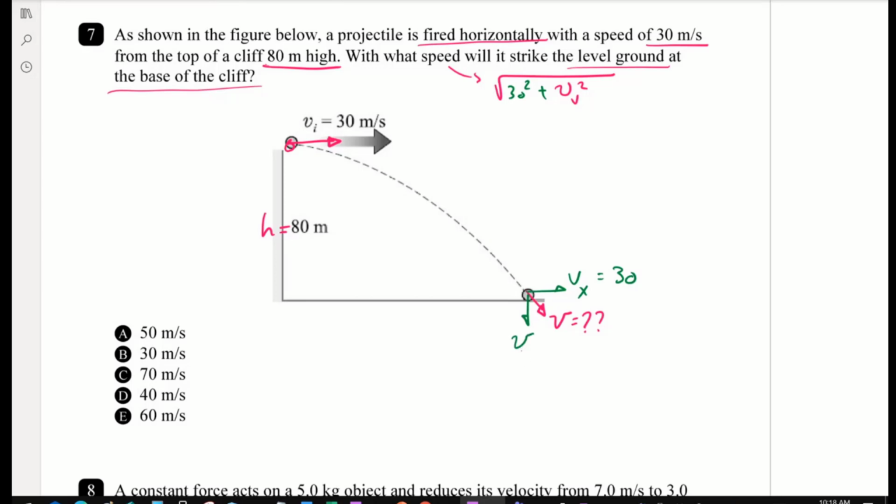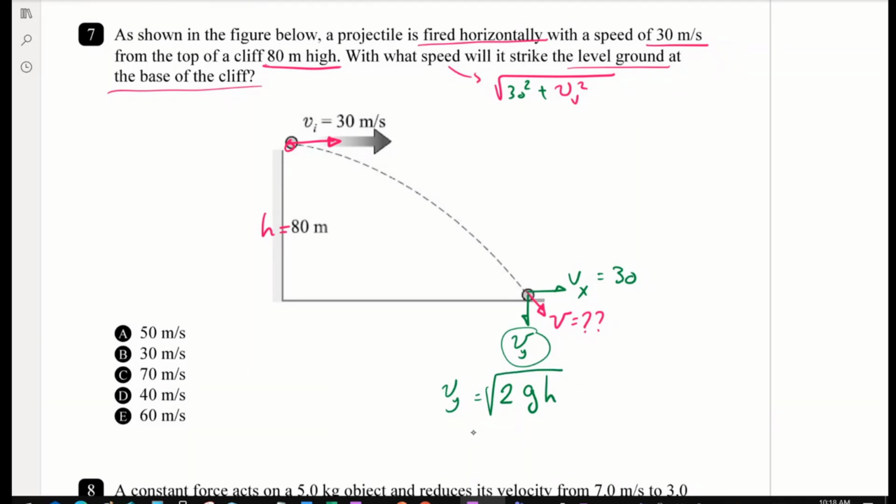Okay, there is a vertical one, Vy. How to get the vertical speed? We can use that Vf squared is equal to Vi squared plus 2gh. So there is an equation says Vy squared equals Vy initial squared, which is 0 because we fired horizontally, plus 2 times g times h. So Vy is the root of 2gh.